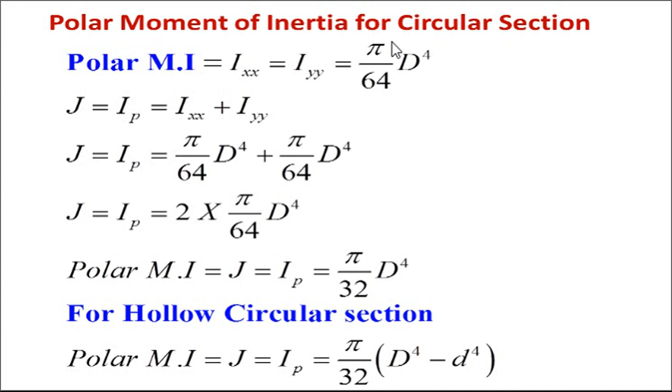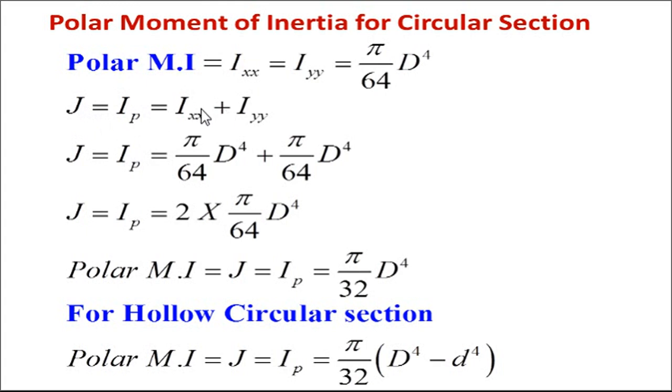Next is the polar moment of inertia for a circular section. What is polar moment of inertia? We have already discussed this in the moment of inertia chapter, unit number 2. Polar moment of inertia is nothing but the addition of Ixx plus Iyy. For a circular section Ixx and Iyy are the same, pi by 64 d raised to 4. Polar moment of inertia is denoted by the letter capital J or Ip. P stands for polar.